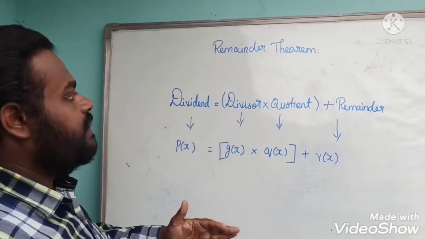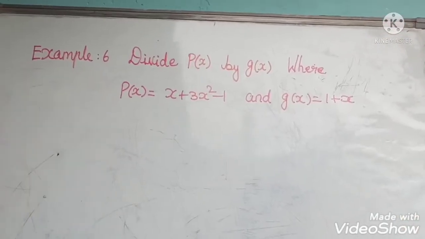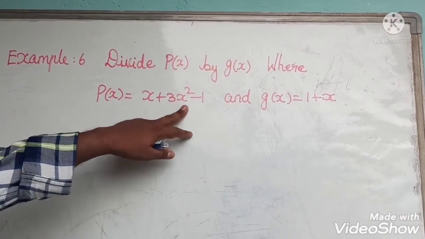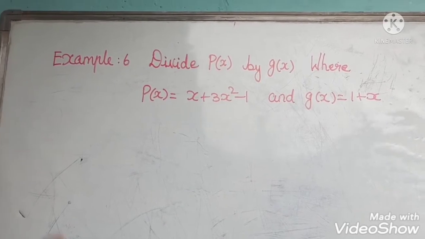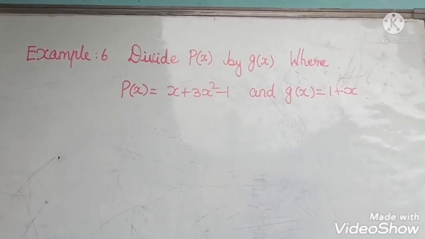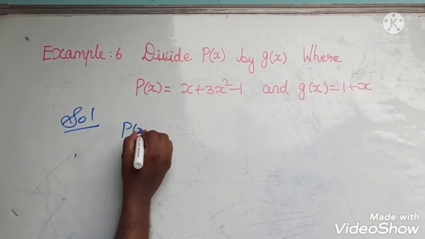On this basis, we have to see the example sums. Example 6: divide p of x by g of x, where p of x equals x plus 3x square minus 1 and g of x equals 1 plus x. Using long division, I divide to find the quotient and the remainder, that is q of x and r of x. Solution: first I take p of x.